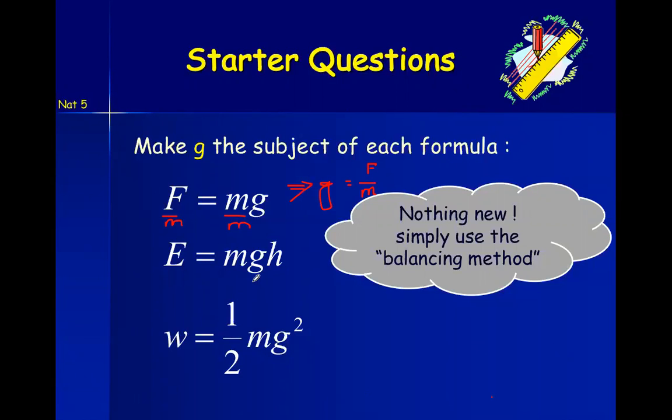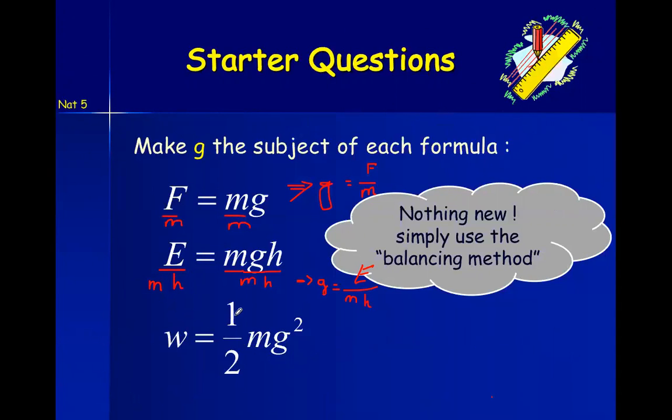For the second one, we're going to divide not only by m, but by h as well. So we're going to divide by m and h. So divide by mh to get rid of it. So that means it's E divided by mh is my answer. So G equal E divided by mh. So you basically, you see what we're doing, right?